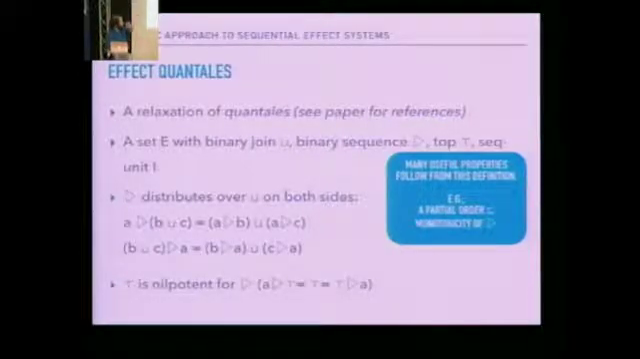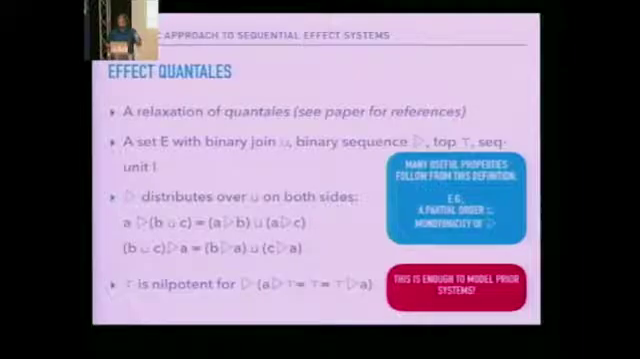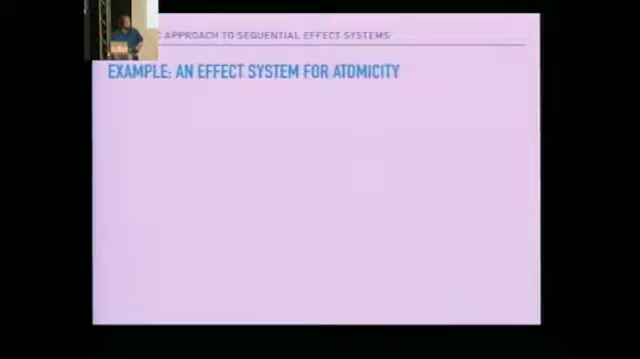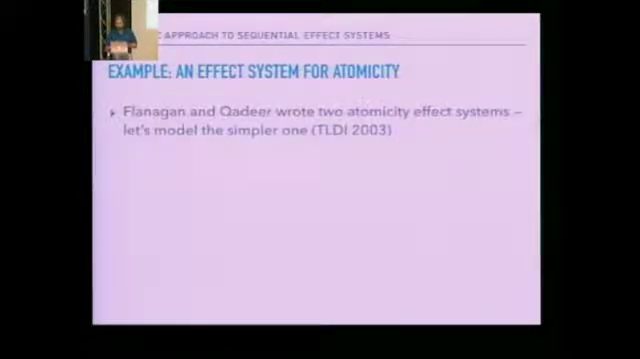And so this particular definition is not super complicated, but what's important is that this is actually enough to capture the existing structure in a lot of prior work. So for a concrete example, let's look at an effect system for atomicity. Flanagan and Qadeer actually wrote two papers on this. Most people remember their second one, which is a lot more powerful. But let's look at the simpler one, which actually fits in a talk.